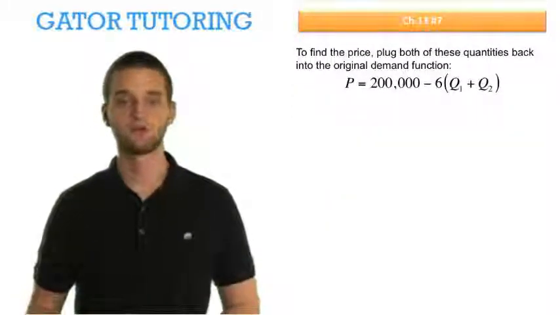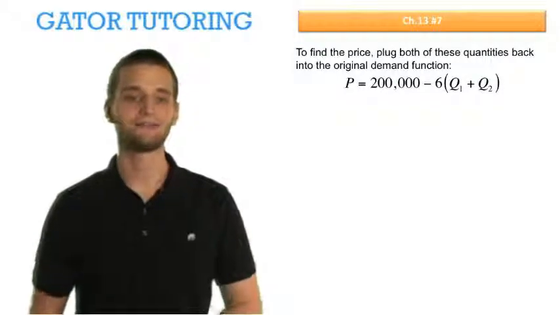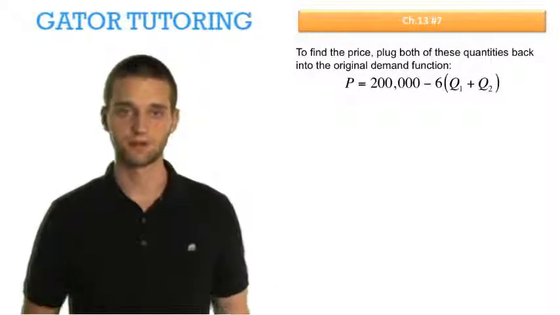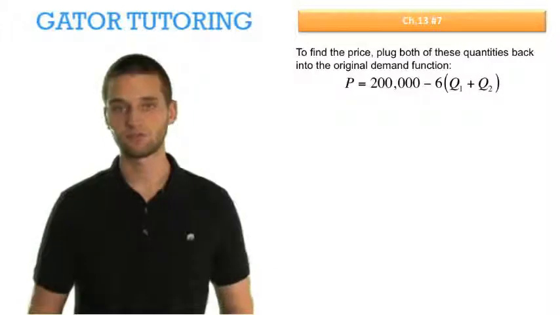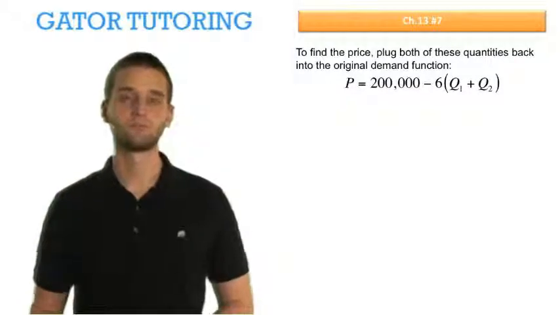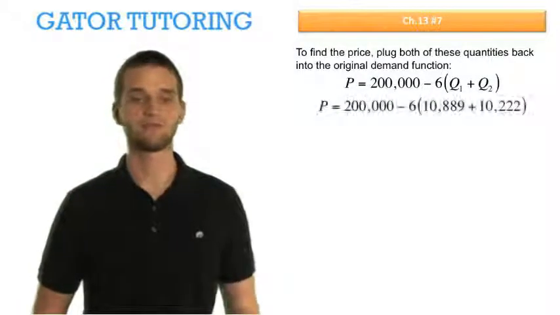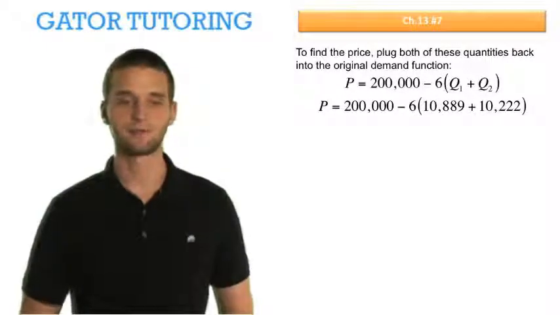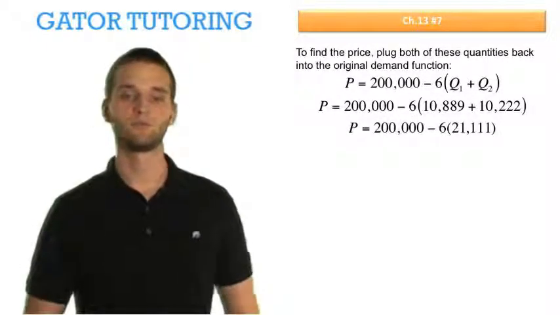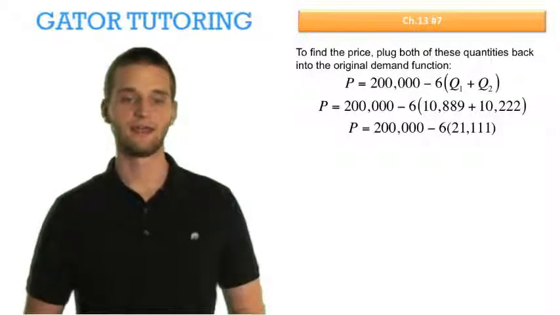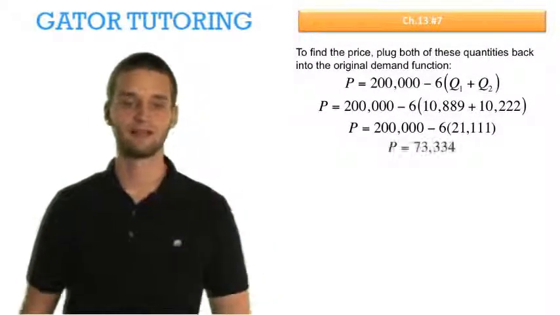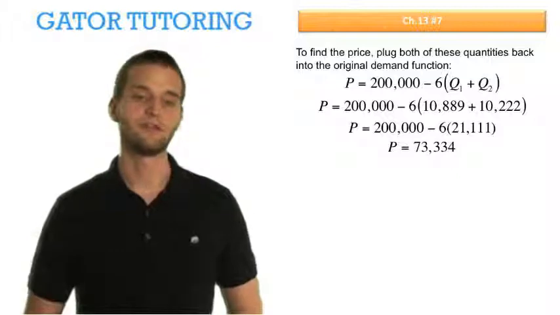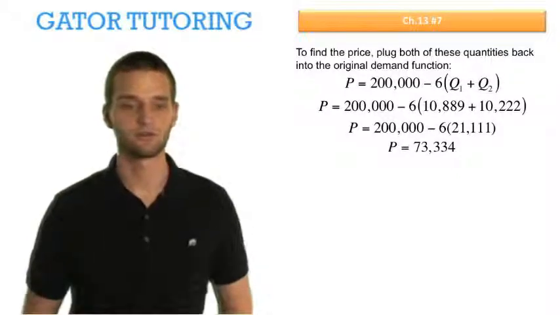So now we want to find the price. To find the price, plug both of these quantities back into the original demand function, which the problem gives us as P equals 200,000 minus 6 times (Q1 plus Q2). And we have solved for Q1 and Q2, so we can plug them into the equation, and now it's just hammering out a bunch of numbers. We add those, 21,111, and we multiply it by minus 6 and add it to 200,000. We find the price is 73,334.